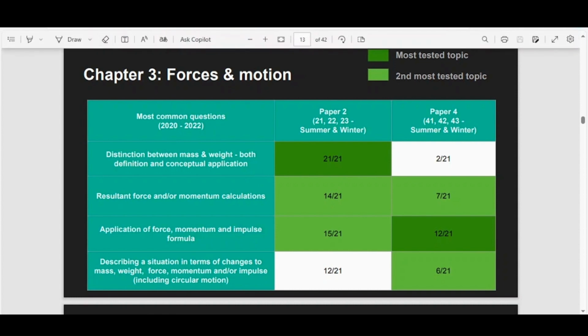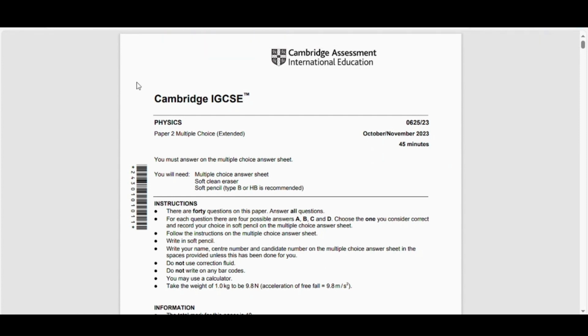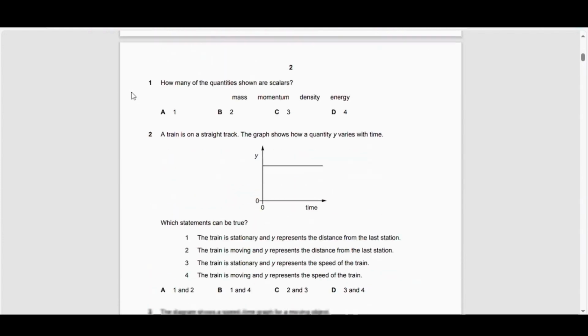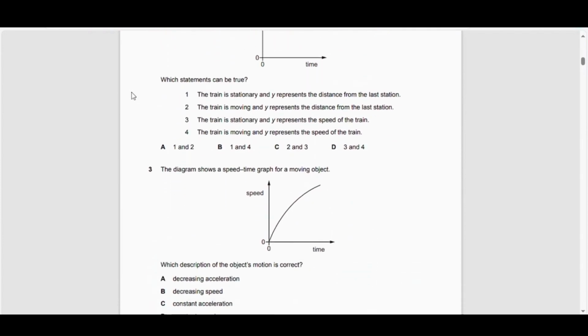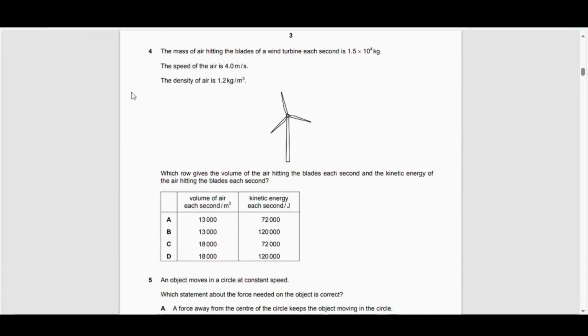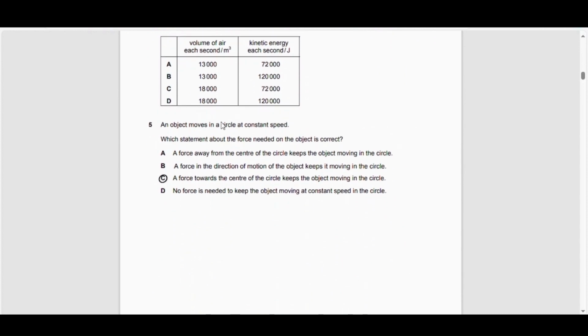So if I go to the first paper and going in reverse chronological order, I'll start off with the October-November 2023 paper, and I'm looking at the third variant, which is 2.3 for paper 2. So if I just scroll down, got a few questions on kinematics, got a few questions on volume and kinetic energy, and here you've got a question about force. So it says, an object moves in a circle at constant speed. Which statement about the force needed on the object is correct?